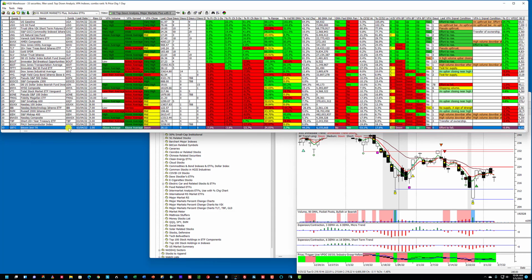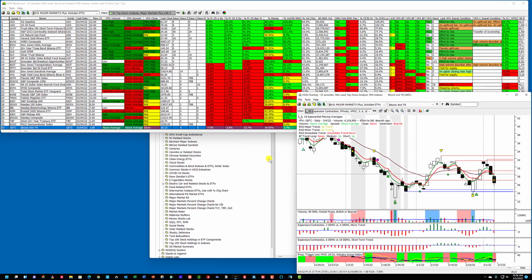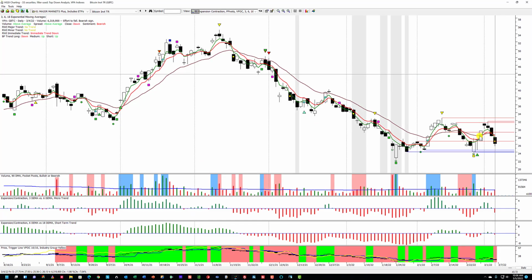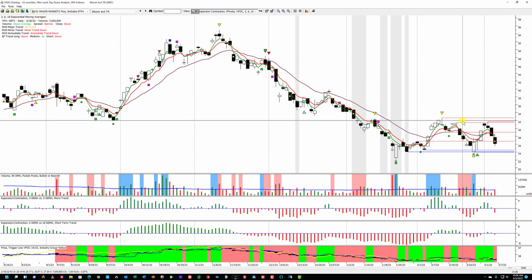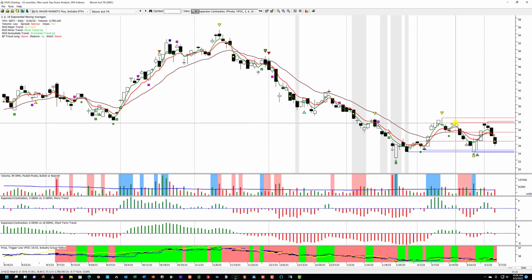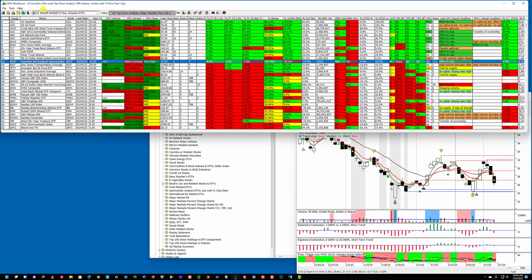Bitcoin, it looked like it was going to break out. It couldn't get past resistance, as you can see. This is the investment trust. Everybody's assuming that Bitcoin is going to continue to go up and out, but it's pretty hard to go up when it's in a strong downtrend like this with a lot of resistance. Okay, I'm going to move on.